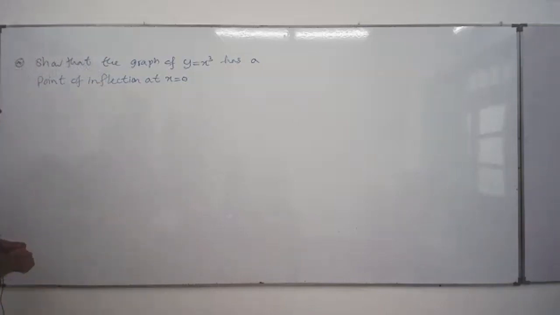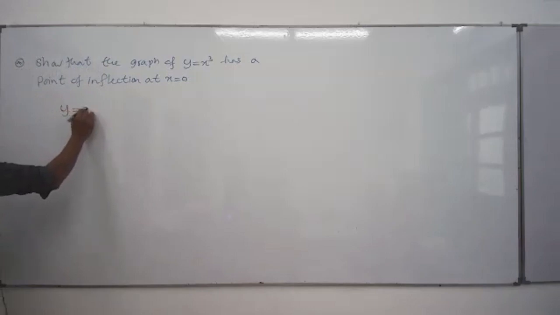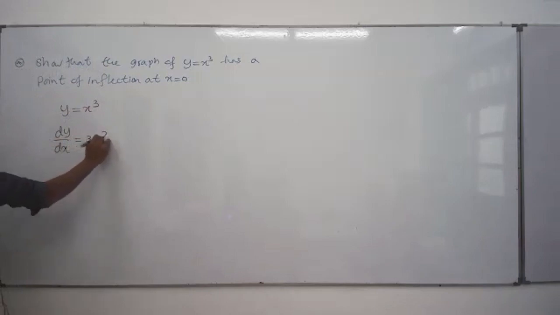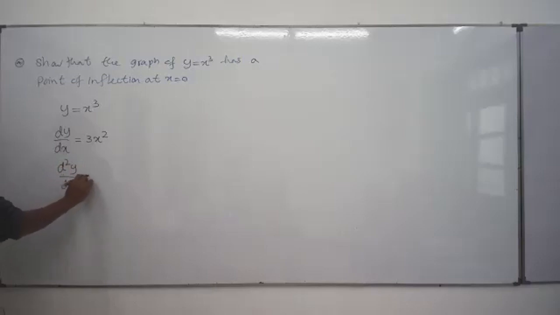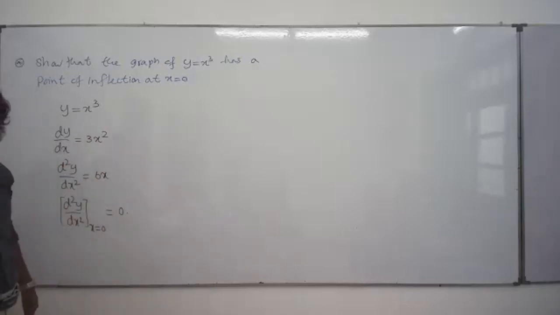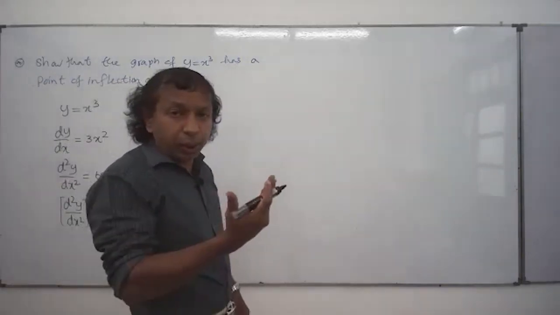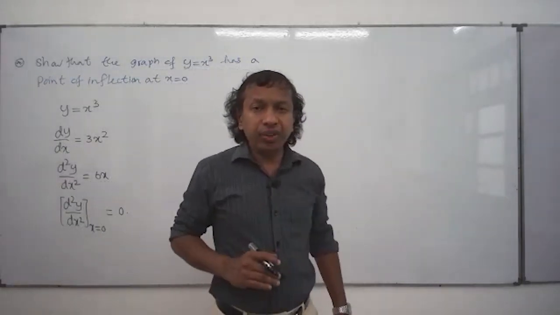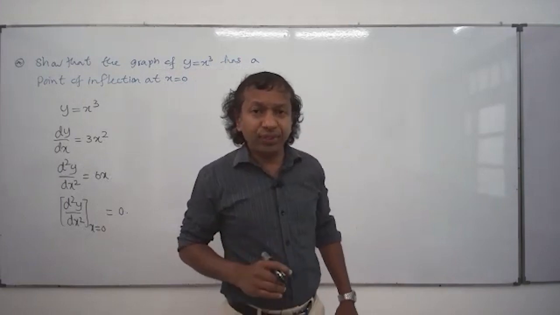Now, we can say here y equals x cube. First, we differentiate this: dy by dx is 3x squared. Second derivative, d2y over dx2, is 6x. Second derivative value at x equals 0: 6 into 0 is 0. Then at x equals 0, second derivative is 0. Now we are sure what? Before 0 and after 0, second derivative should take opposite signs.